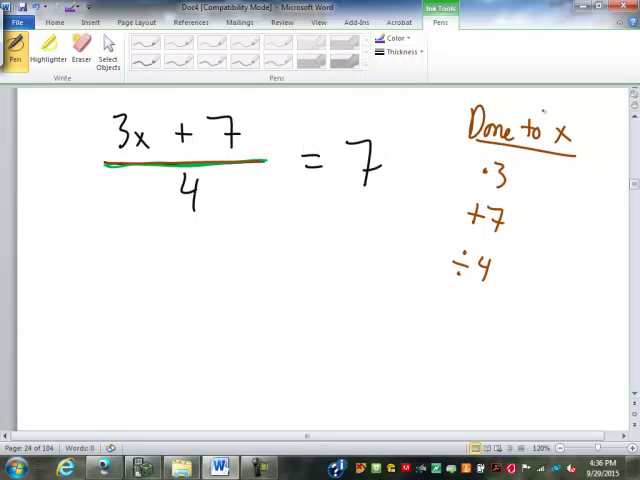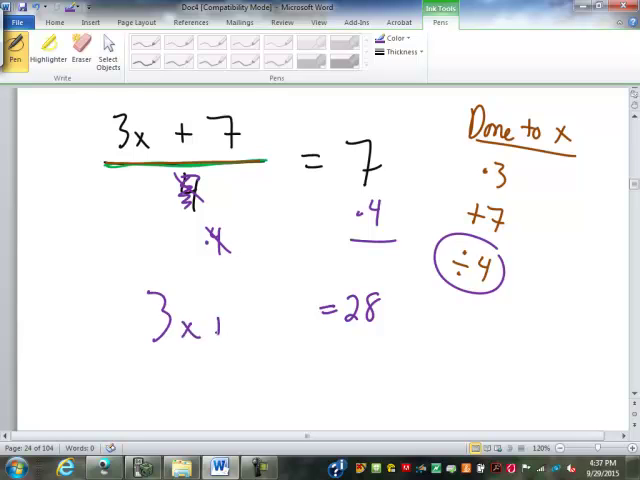So to solve this, we're going to reverse it. What was the last thing that was done to build this equation? Dividing by 4. So the first thing we're going to do to take it apart is multiply by 4, which all that does is remove that piece. But we have to multiply by 4 on the other side. So 7 times 4 is 28. Over here, multiplying by 4 just removes the dividing by 4, and we're left with the 3x plus 7.